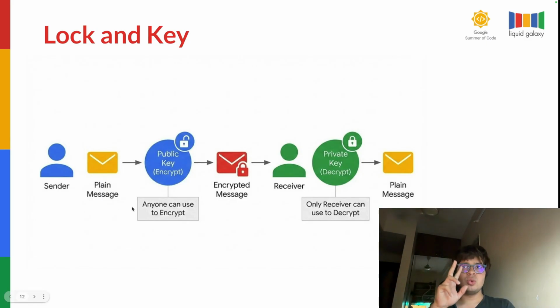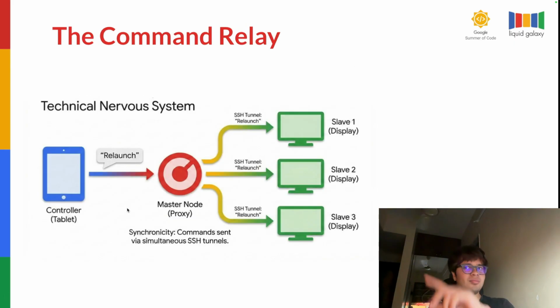Okay, so there are two kinds of keys. There's a public key and there's a private key, right? The master node, which is the main node, has the private key. And we leave all the public keys to the slaves. Because the main info, that is the relaunch thingy, is completely private. That has nothing to do with other people's IPs, right? It is something that is secure.